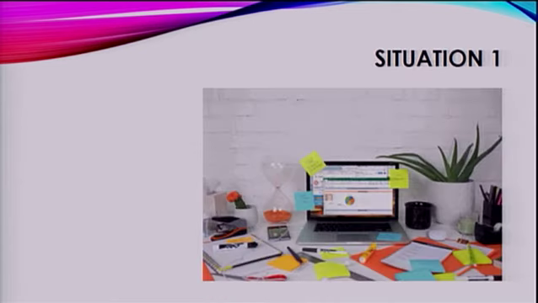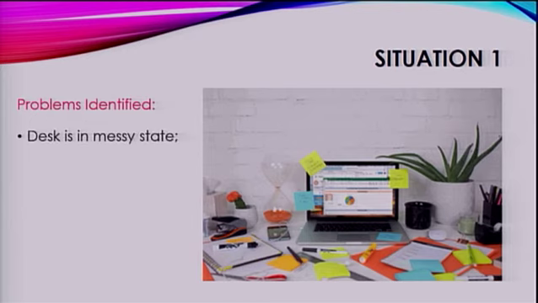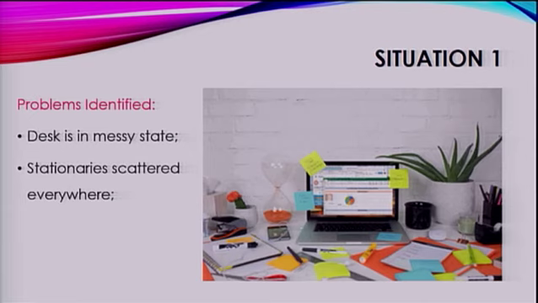Let us look at this picture. What can you find in this picture? Can you identify some problems? Yes, you're right. The desk is in a messy state. What else can we find? Stationaries are scattered everywhere. Oh, have you noticed? It also takes time to look for an item.